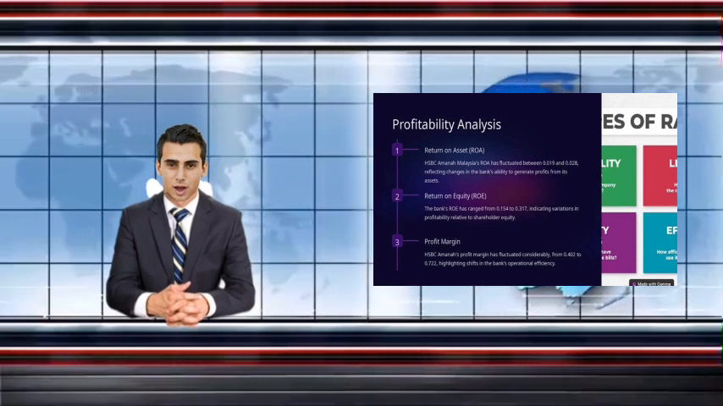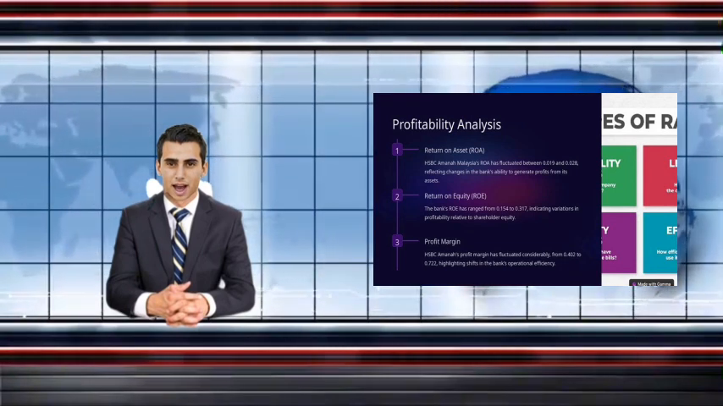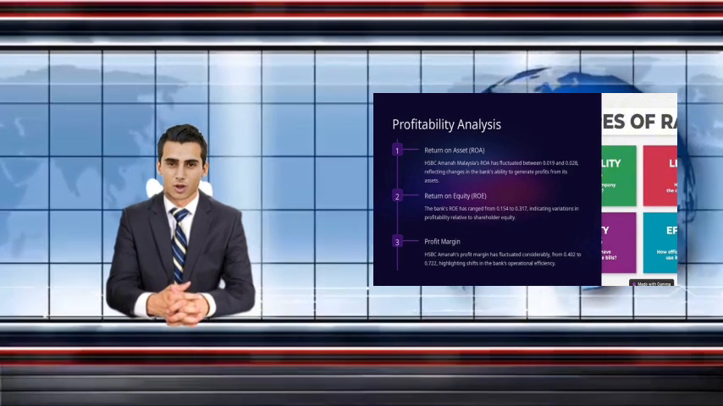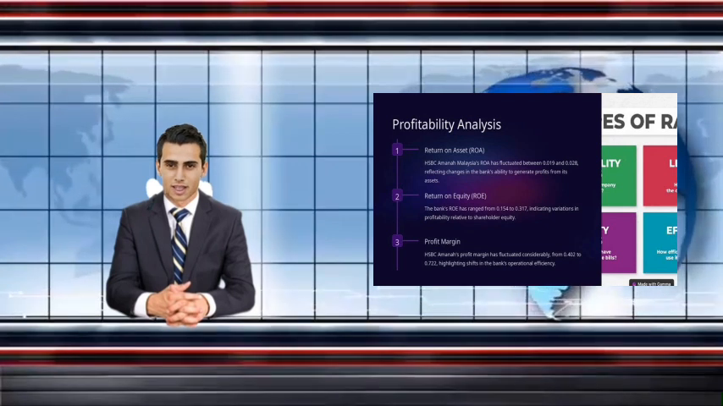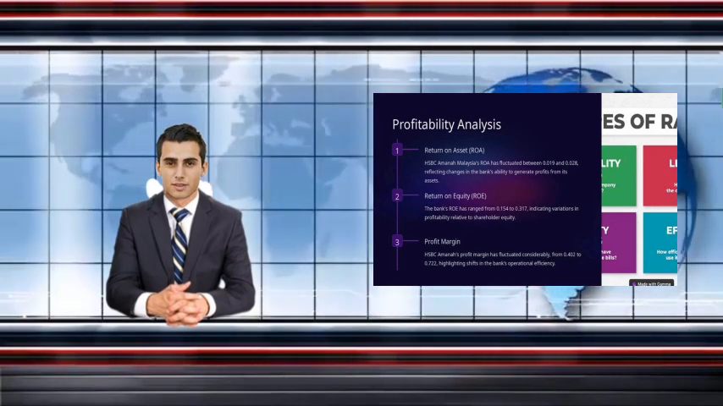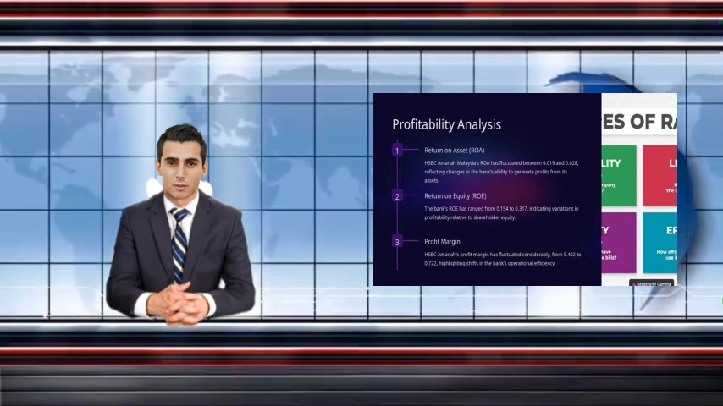1. Return on assets, ROA, measures the bank's capacity to generate profits from its total assets. A higher ROA indicates more efficient utilization of the bank's assets and better overall financial performance. 2. Return on equity, ROE, reflects the bank's ability to generate profits from the equity capital invested by shareholders. A higher ROE suggests the bank is effectively using its equity capital to generate profits.